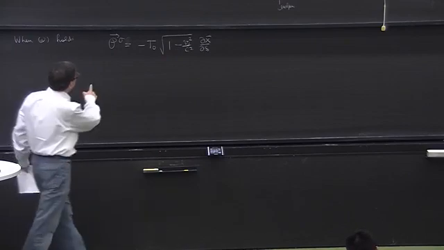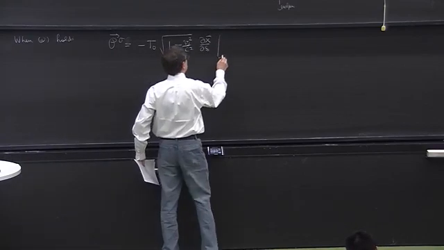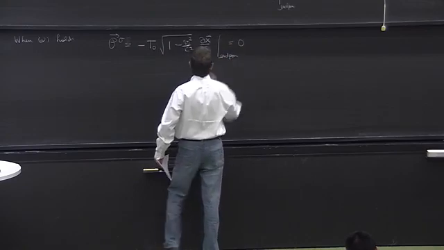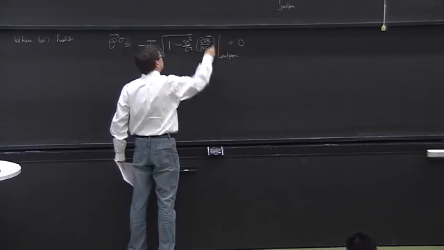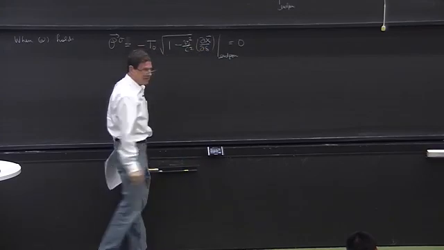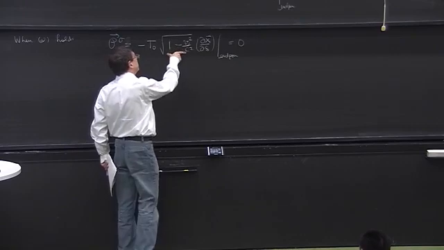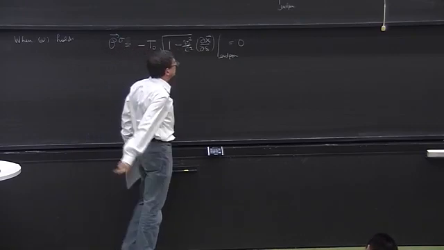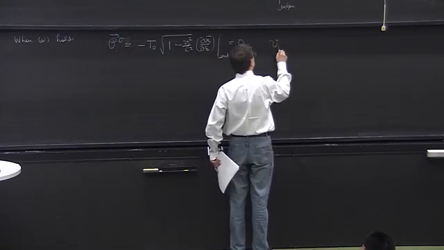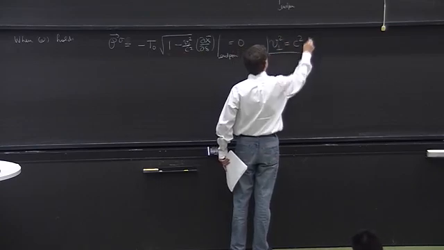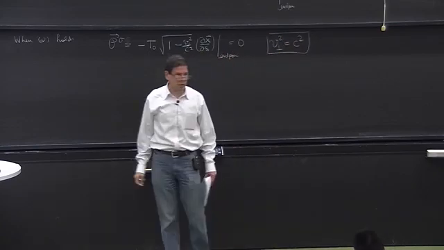Now, this thing must vanish at the endpoints. And this is a unit vector again. So if it vanishes at the endpoint, the only possibility is that this factor vanishes. So v perp at the endpoints is c, and the endpoint must move with the speed of light.